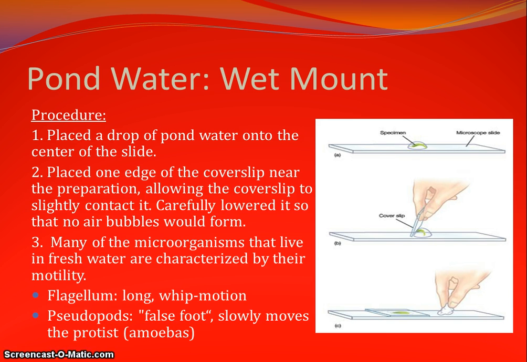Many of the microorganisms that live in freshwater are characterized by their motility. So, as we'll see in the following slide, protists are very mobile, and what they use to move is flagellum, which are long projections that induce whip-like motions, and they also move through things called pseudopods, which are also known as false feet. Those pseudopods slowly move protists, and amoebas are examples of protists that have pseudopods.